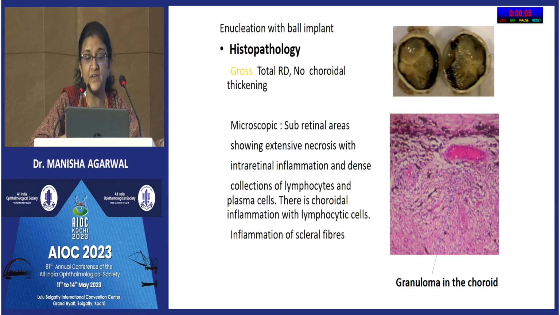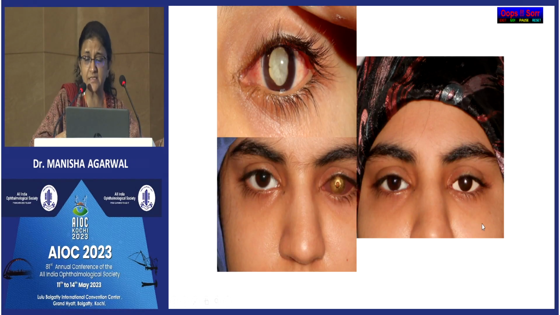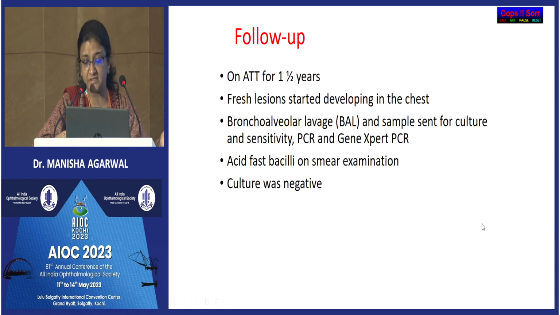The eye was removed and it was sent to JB Sir, and he confirmed that the patient very much had granulomas which were very much suggestive of a tubercular etiology. And this is how the young girl looked after the cosmetic correction. Now, follow up, the patient was on ATT for 1.5 years. Fresh lesions now started developing in her chest. So a bronchoalveolar lavage was done and the sample was sent for culture and sensitivity. PCR and GeneXpert PCR was done this time because we had no reason why the patient was still doing badly after having given ATT.